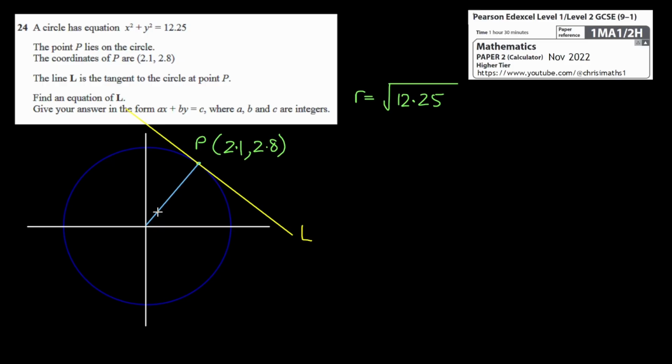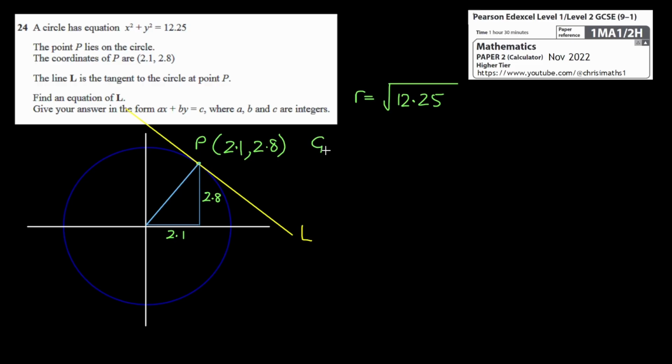Because if we can find the gradient of the radius, we will know that is the negative reciprocal of the gradient of the tangent, which is line L. Now, the great thing about being given the coordinates of a point on a circle is that we know the height of this line is 2.8 and the length of the horizontal line is 2.1. It's exactly the same as the coordinates.